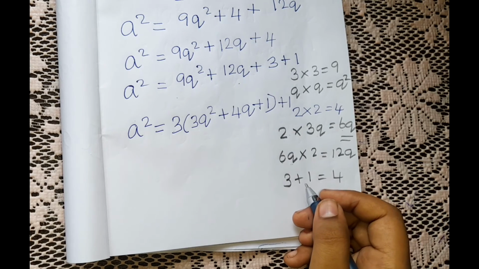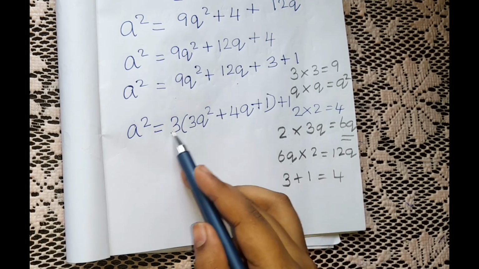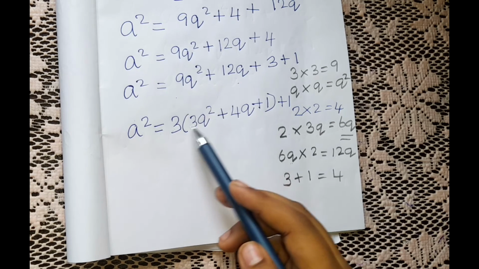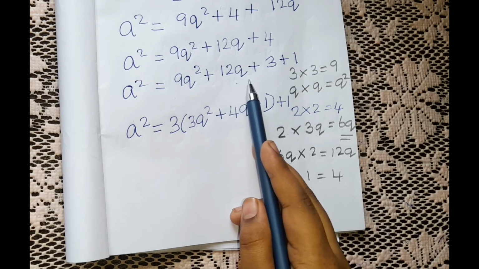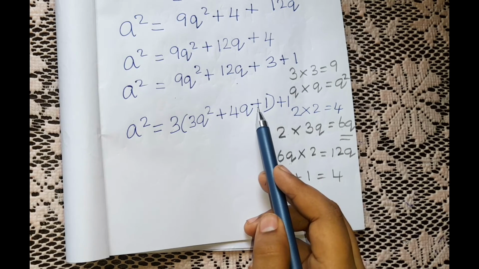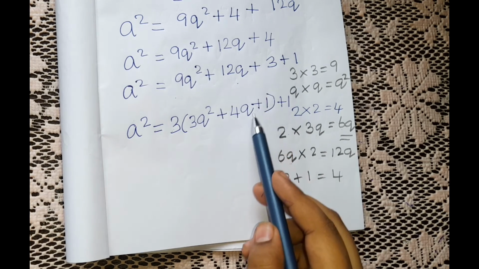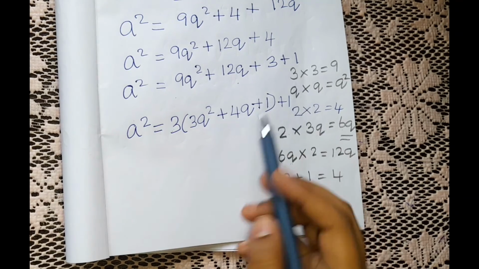As you guys can see, 3 3s are 9, q square as it is, and 3 4s are 12 as it is, and q as it is, plus, why did we write 1 here? Because 1 3 is 3, okay. Like that we wrote, then plus 1 as it is.